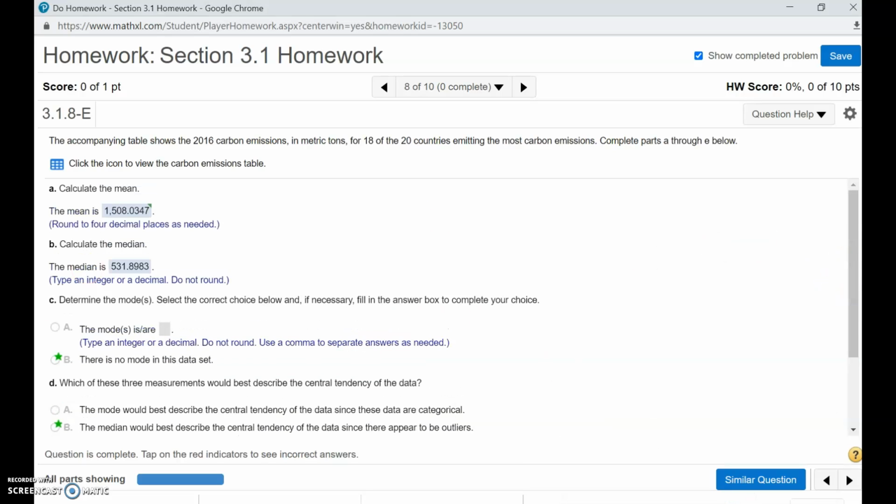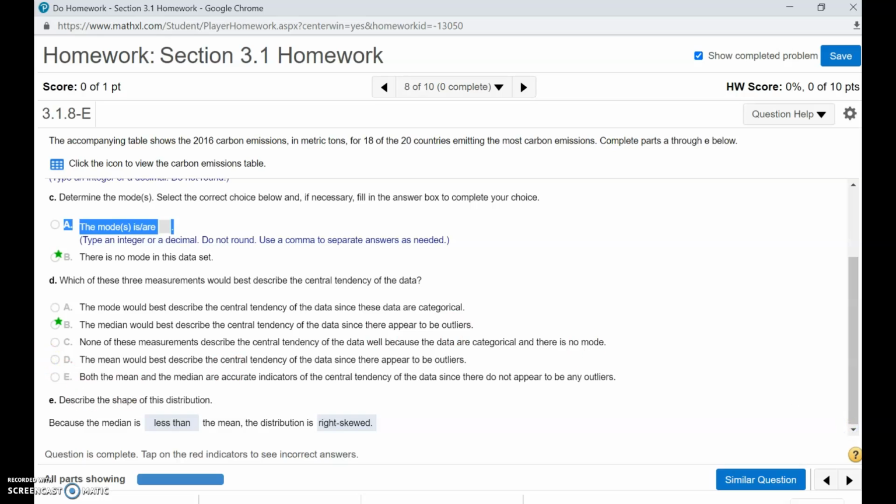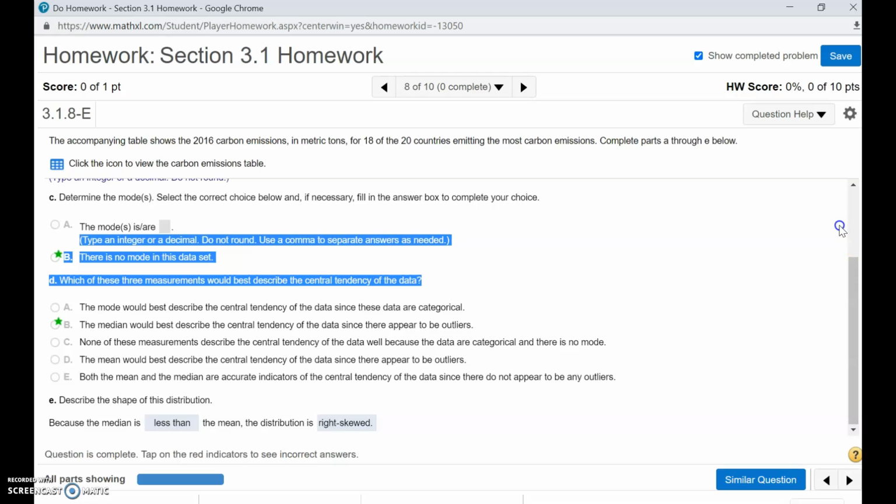But here, since the mean was larger, it was right skewed, so you wouldn't want to use the mean as the measure of central tendency. The best measure when you have skewness is the median. Go with the median. And then same thing, because the median is less than the mean. Okay, so here the median was less, so it was right skewed. Same thing as the other problem we worked.